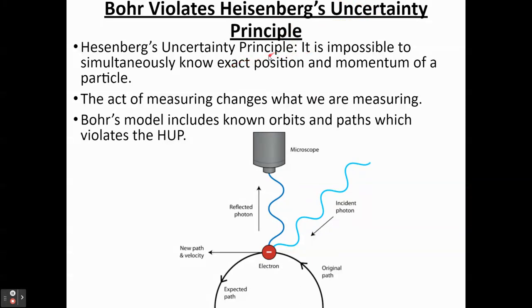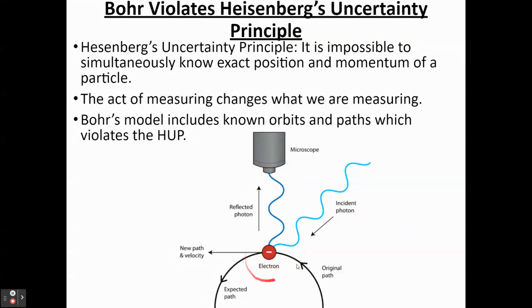And so that basically says it's impossible to simultaneously know the exact position and momentum of a particle, because while you're trying to measure where the electron is, let's say with a microscope, you shoot some light at it so you can see it, you're going to change the position and momentum of the electron. It's just going to push the electron and you don't know exactly where it was at that point. So Bohr is lying when he says he knows exactly where the electrons are, because according to this principle, the very act of measuring something changes its location.